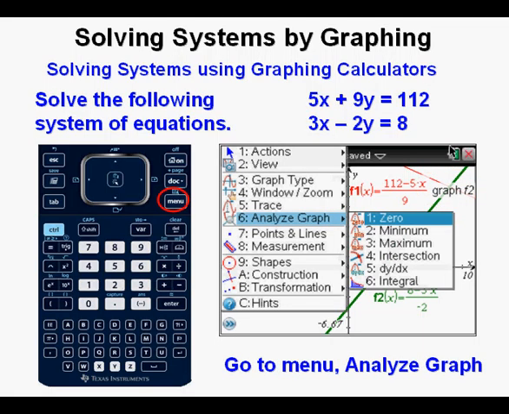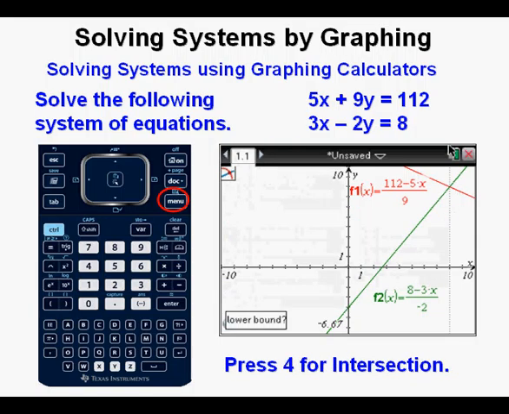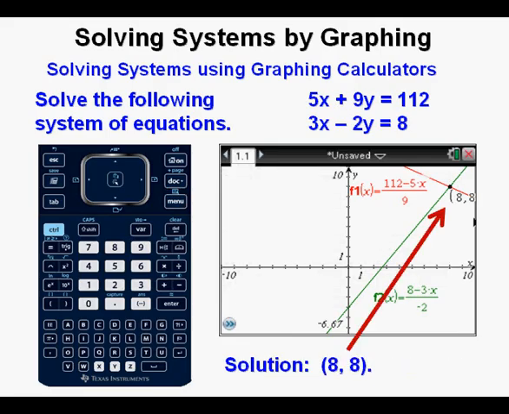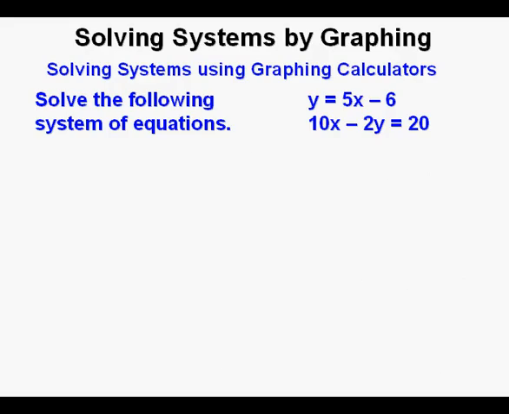Find the intersection by going to the menu, Analyze Graph, press 4 for intersection. Set the lower bound, press Enter. Set the upper bound, press Enter. We have an intersection at the point 8, 8.